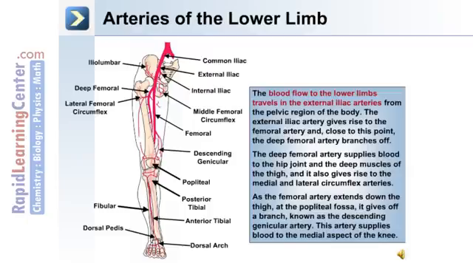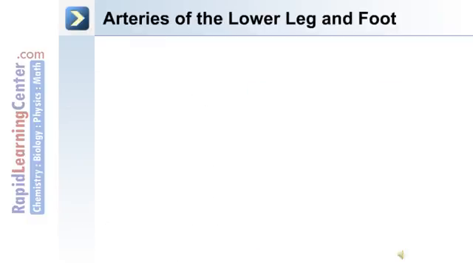The external iliac artery gives rise to the femoral artery, and close to this point the deep femoral artery branches off. The deep femoral artery supplies blood to the hip joint and the deep muscles of the thigh. It also gives rise to the medial and lateral circumflex arteries. As the femoral artery extends down the thigh at the popliteal fossa, it gives off a branch known as the descending genicular artery. This artery supplies blood to the medial aspect of the knee.